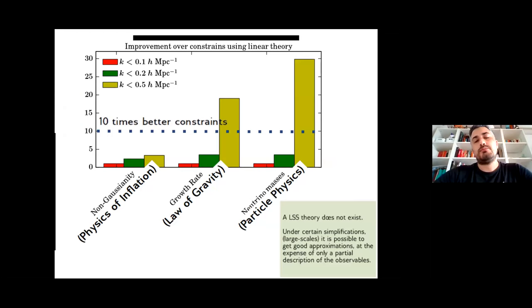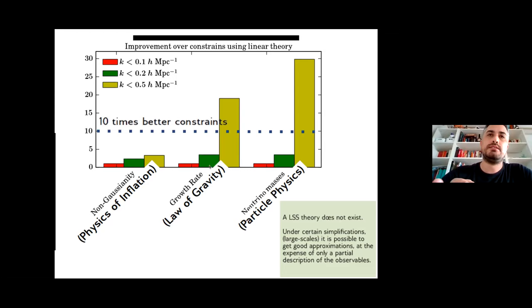And this is an example, right? This is how good the constraints on three different physics, right? On physics of inflation, the law of gravity, or neutrino masses, as a function of the amount of scales that we can interpret, right? So if you use linear perturbation theory, the same kind of framework used to interpret the CMB, that is normalized to one. But then if we are able to extend this to smaller scales, that's what usually is aimed by all the development in perturbation theory, we get this green one. So we do gain quite a lot.